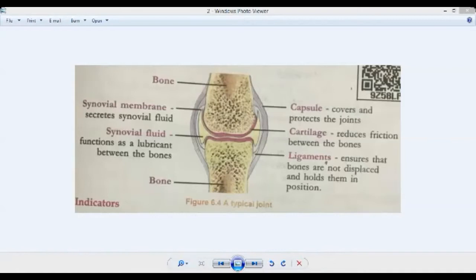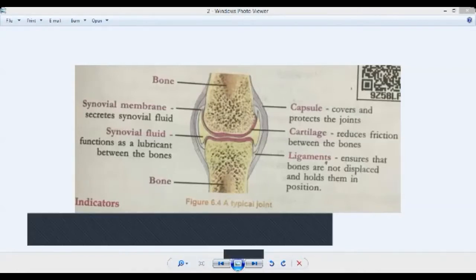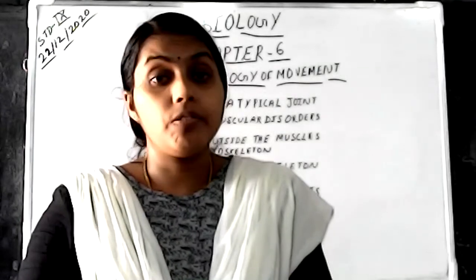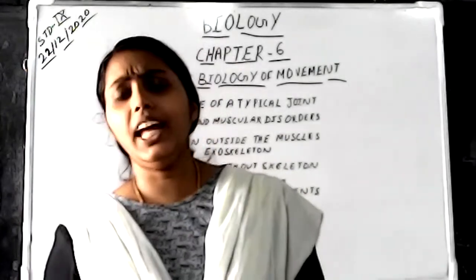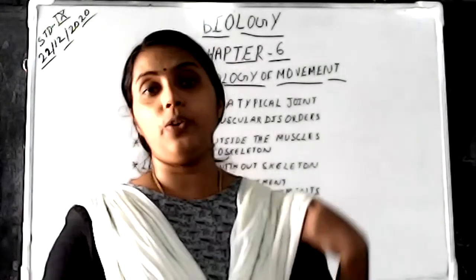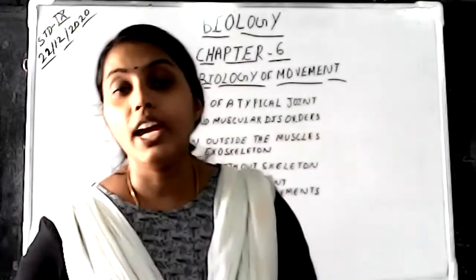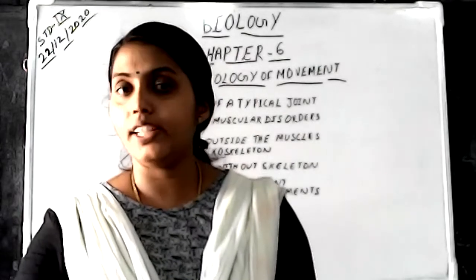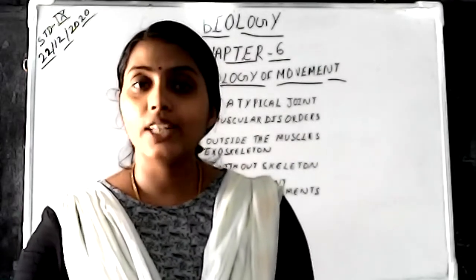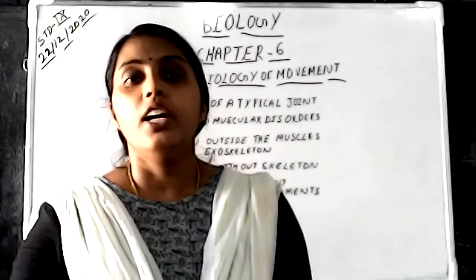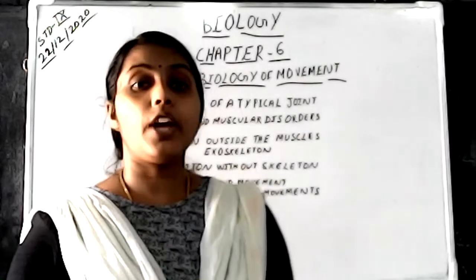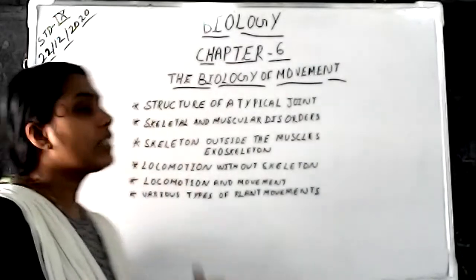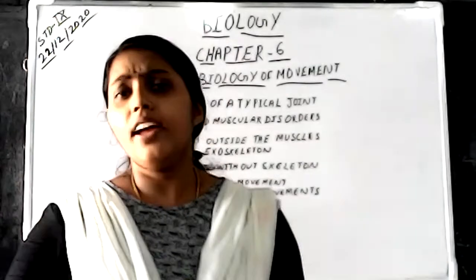That's about the parts of a typical joint. Is it clear for you? So synovial membrane, synovial fluid, ligaments, capsule, all these are the parts of a typical or normal joint. Is it clear for you? You have to study to label the parts of a typical joint. Okay, then next is about the skeletal and muscular disorders.